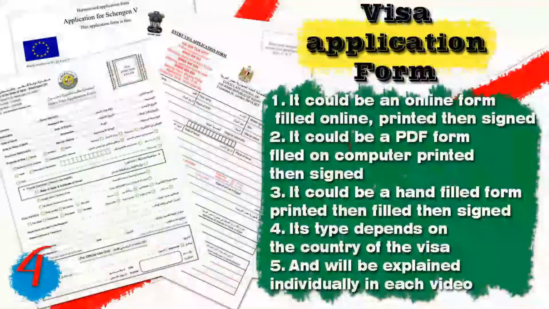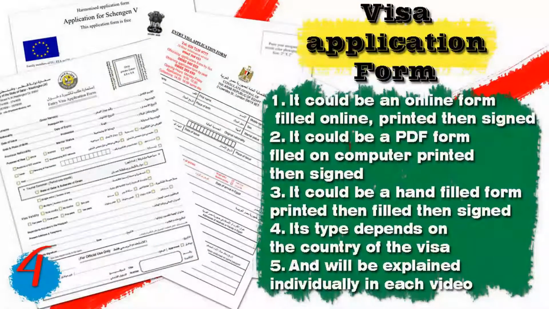Number 4, you will need visa application forms. For the visa application form, it could be an online form filled online, printed, then signed. It could also be a PDF form filled on a computer, printed, then signed. And also it could be a hand-filled form, printed, then filled, then signed. Its type depends on the country of the visa and will be explained individually in each video.